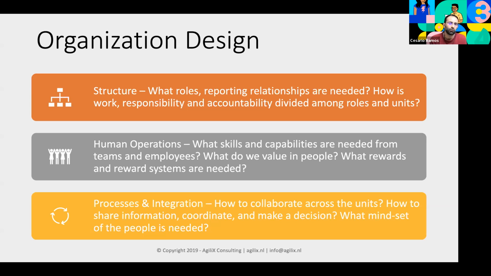And then, unfortunately, you have to divide the work in one way or another, at least in the context of less, which is a large context. And because of that, you will always then need to have a process to coordinate, a process to integrate, a process to make decisions that cut across different units. So these are the three main ideas that you have to think about when designing the organization.